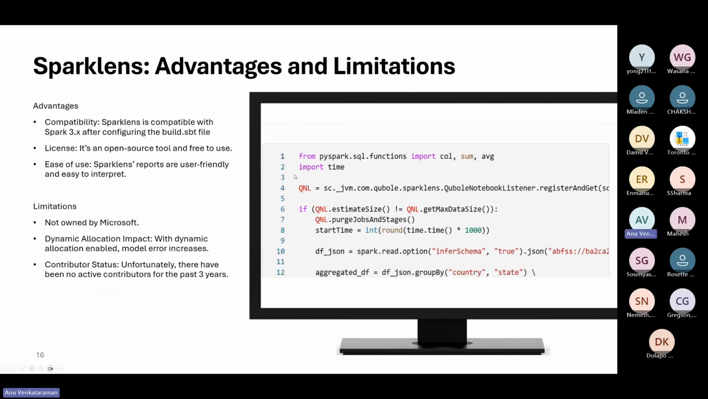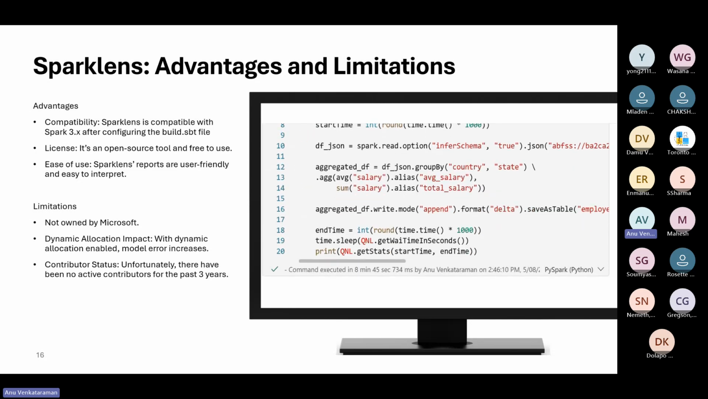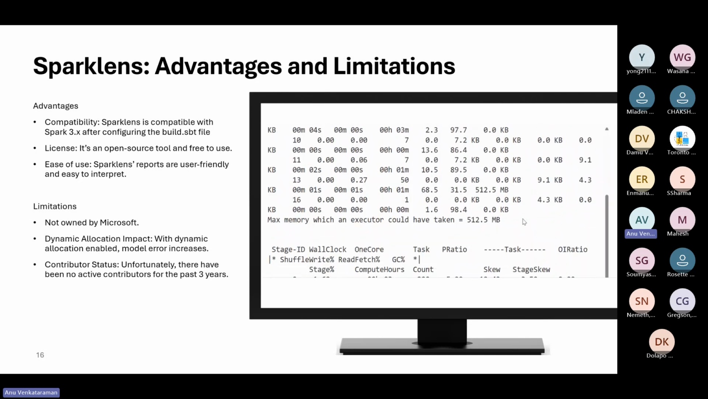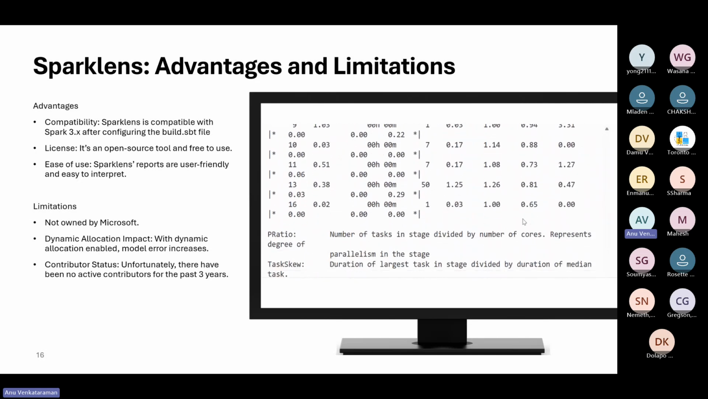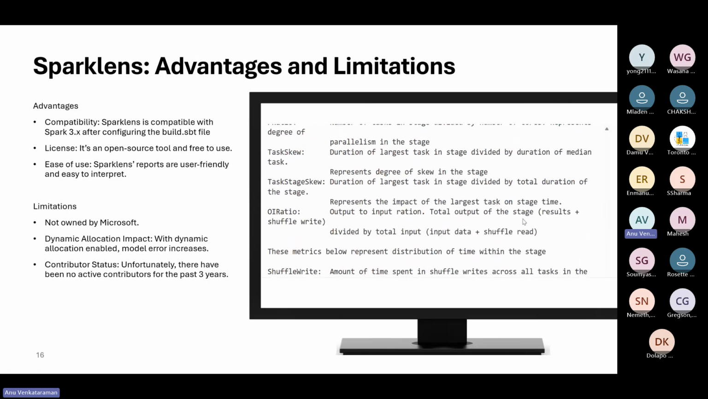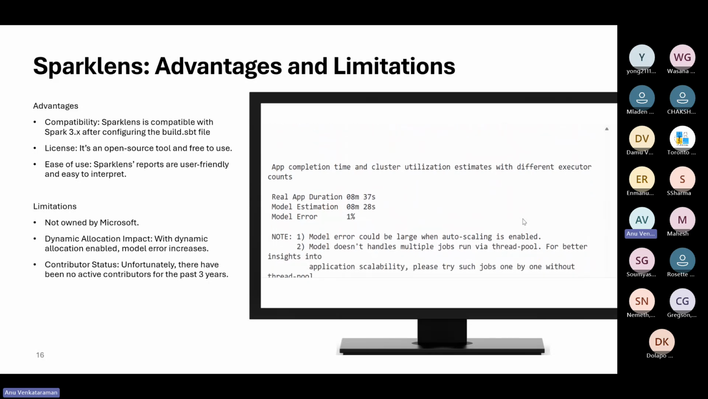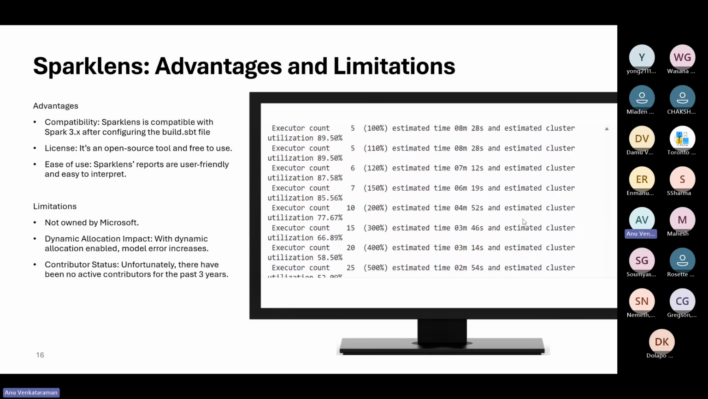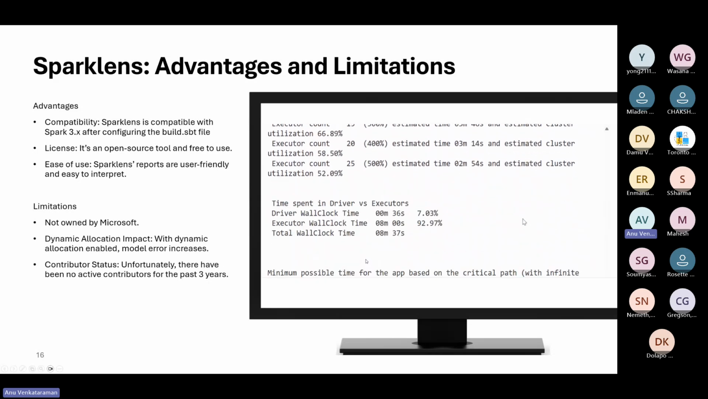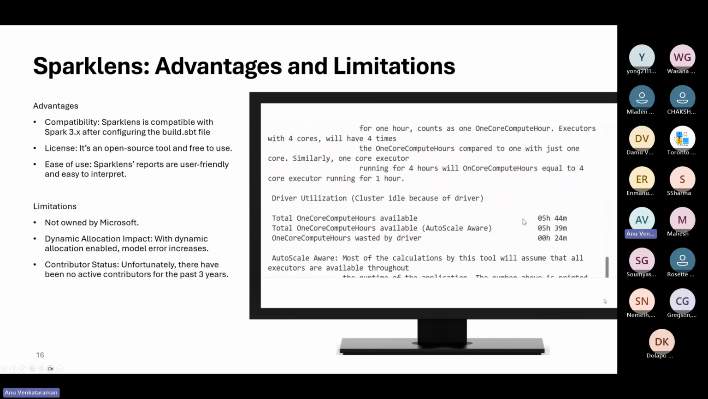Some of the advantages and limitations I'll quickly touch on. The advantage is that it is compatible with Spark 3.x after configuring and making a few changes. I also wrote a blog on it, and if you go through that blog, you can easily generate a jar for Spark 3.x. It is user friendly. You don't need to be a Spark expert to understand this report. The limitation is that it's not owned or supported by Microsoft. The contributor status is also not great. There have not been many active contributors in the past 3 years. You also have to disable dynamic allocation and run this report without it.